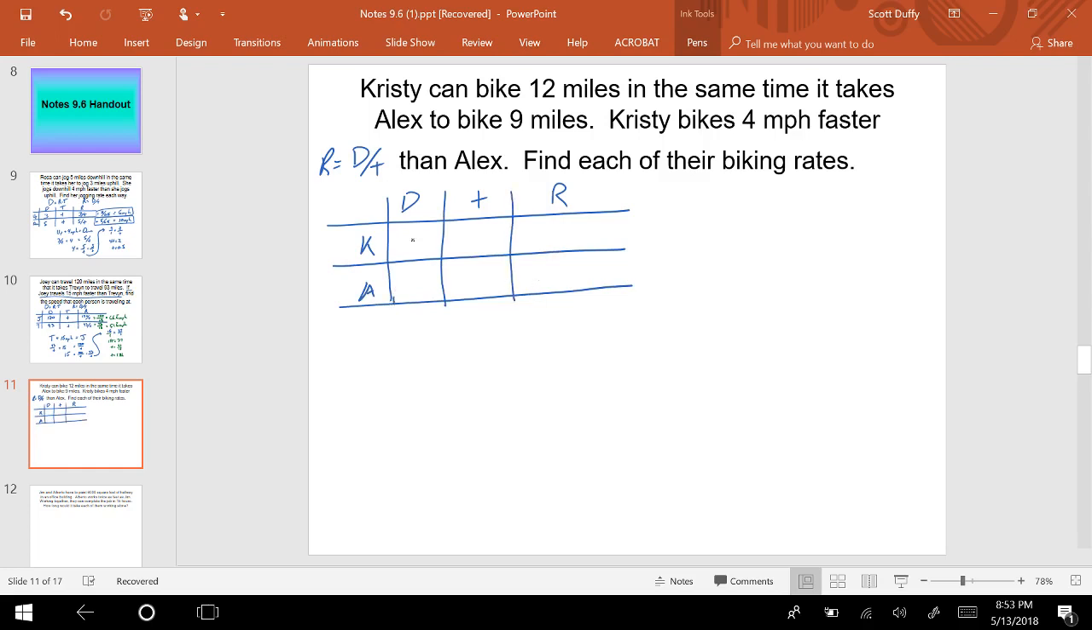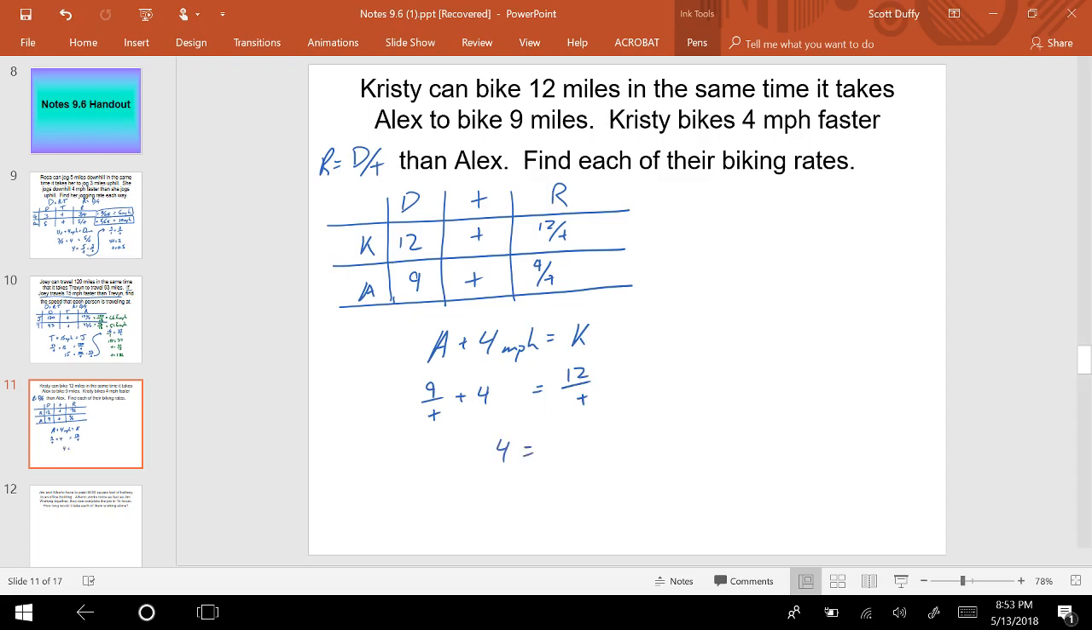Christy can bike 12 miles, that's the distance. Same time, so put a t for both of those. Alex does 9 miles in that time. The rate for Christy would be distance over time, 12 over t. Alex, 9 over t. You know that Christy bikes 4 miles per hour faster than Alex. So you can write Alex plus 4 miles per hour equals Christy. Alex is 9 over t, plus 4 will equal Christy, 12 over t.